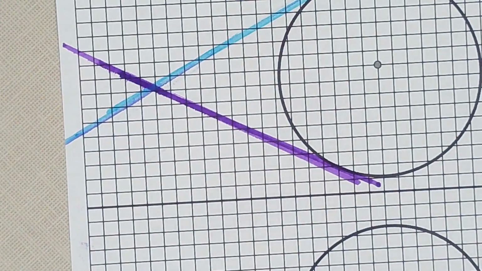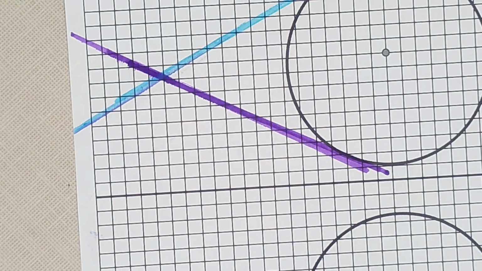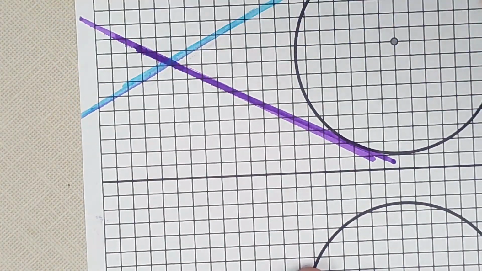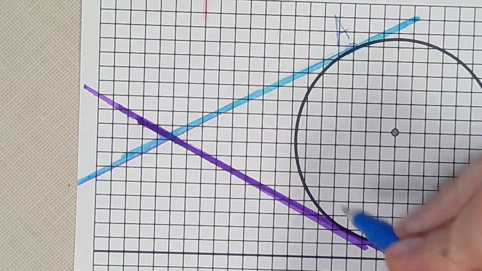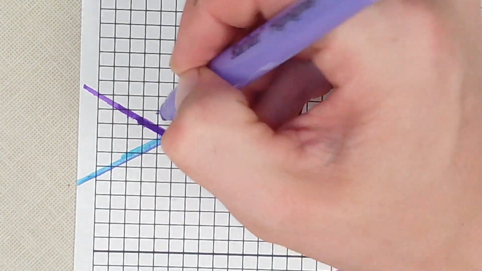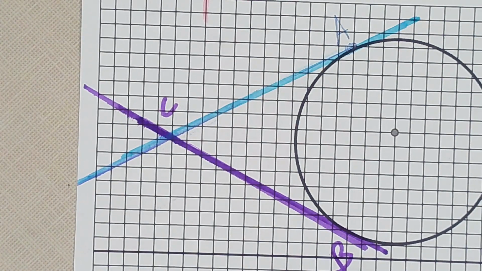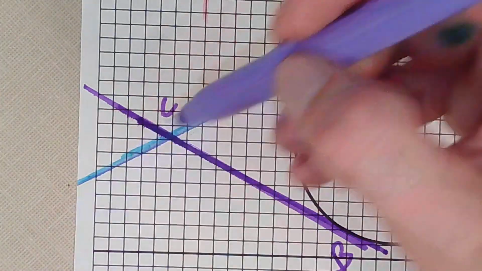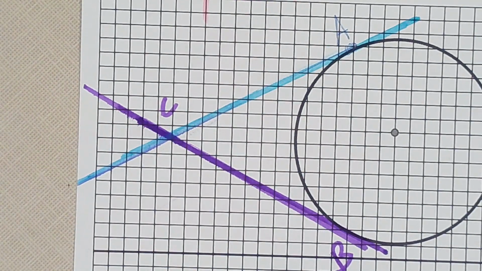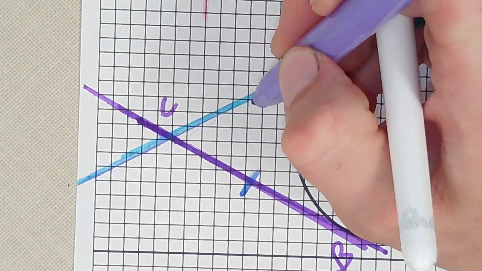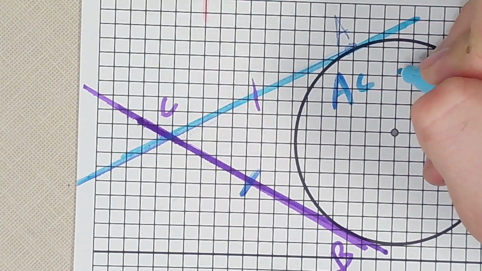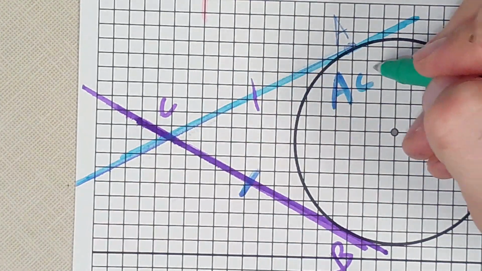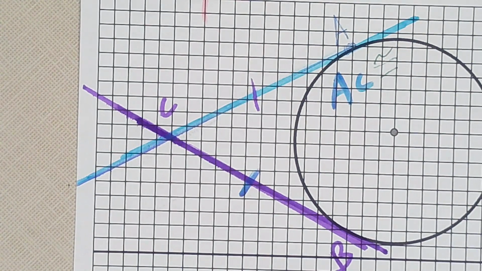Alright, so I got those two there, and we'll say this is point A. Can't see it, that's point A. This is point B. This is point C. Okay, well, then we know, and it looks fairly intuitive, but the relationship that exists here is that AC is congruent to BC.